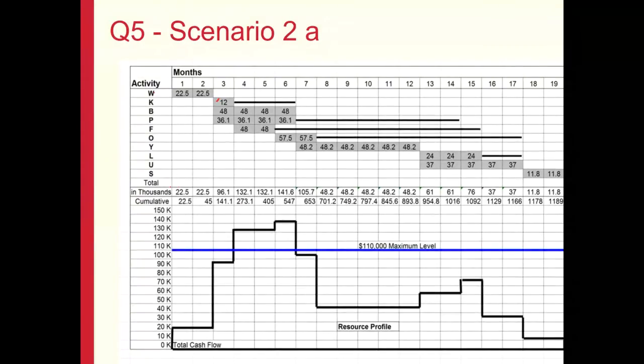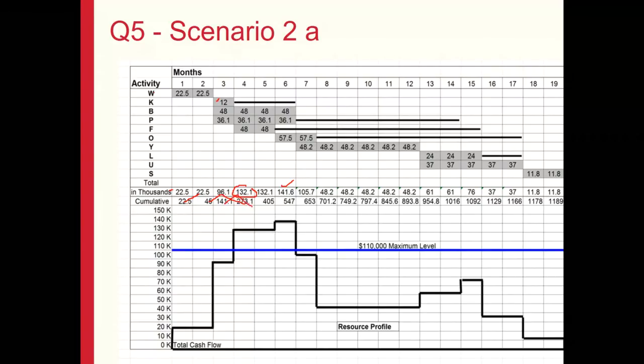Once we have done this, we will be producing two values. One is the total spend. So here you can see the total spend in week 4 is 132.1 and 132.1, and then rising to 141.6. And the cumulative is essentially the cumulative spend at any given point. So we add these two values to get the subsequent values. So 45 add 96.7.